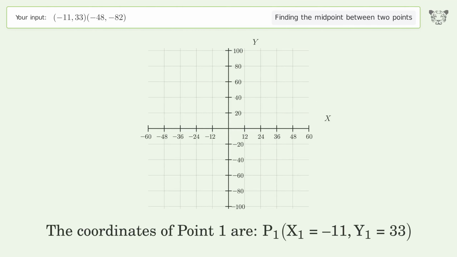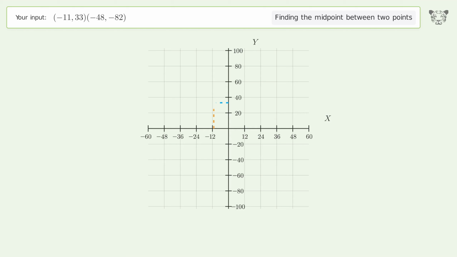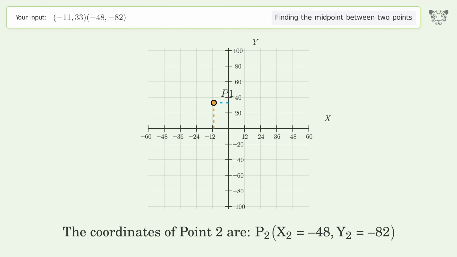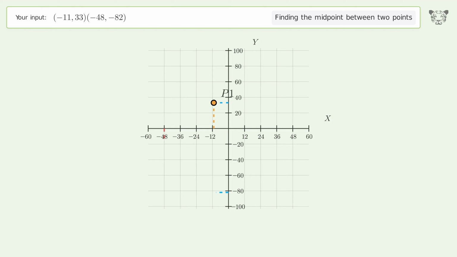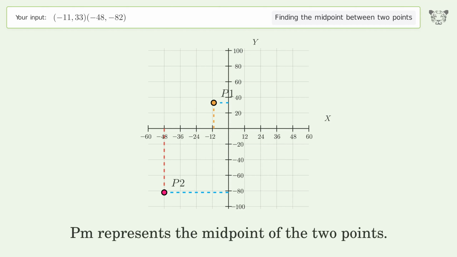The coordinates of point 1 are x1 equals -11, y1 equals 33. The coordinates of point 2 are x2 equals -48, y2 equals -82. PM represents the midpoint of the 2 points.